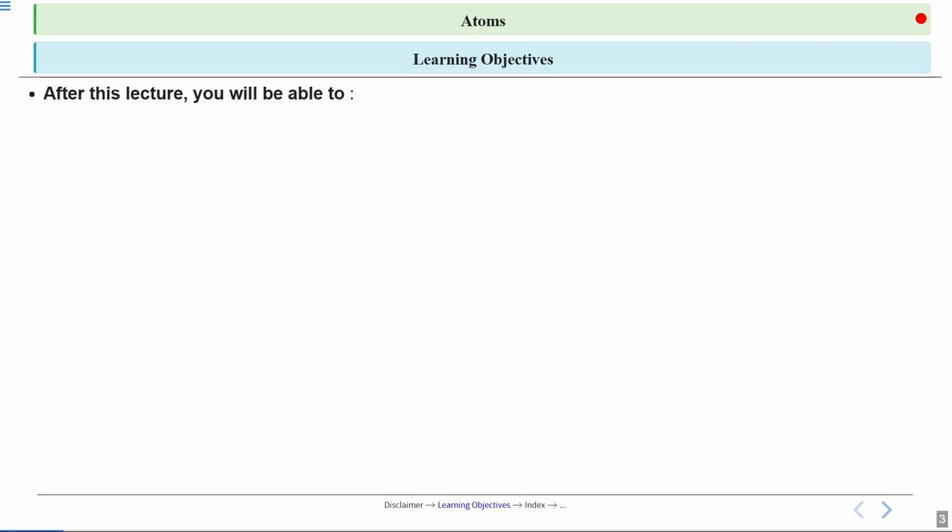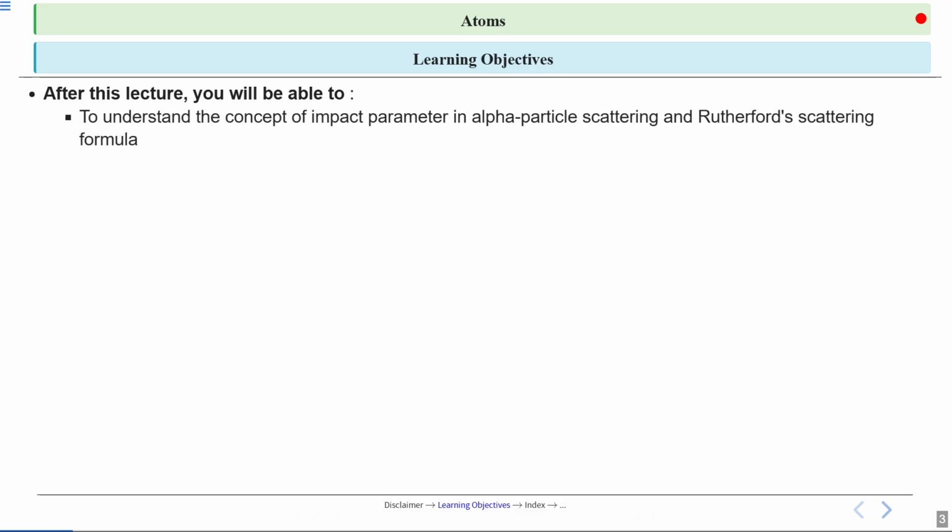So, let's start by looking at what you will be able to understand after this lecture. So you will learn about the impact parameter in alpha particle scattering. The impact parameter is the perpendicular distance between the path of an incoming alpha particle and the center of the nucleus it approaches.